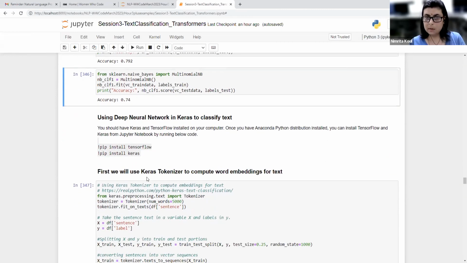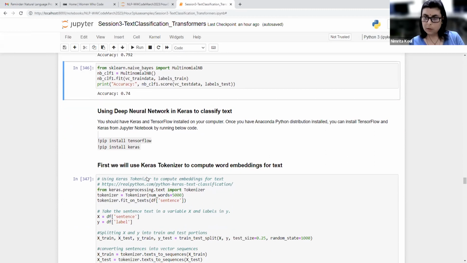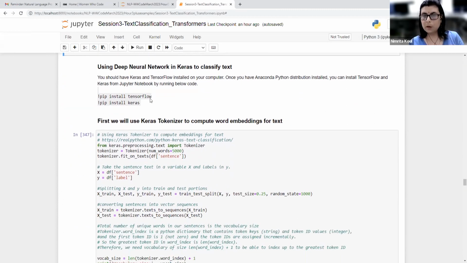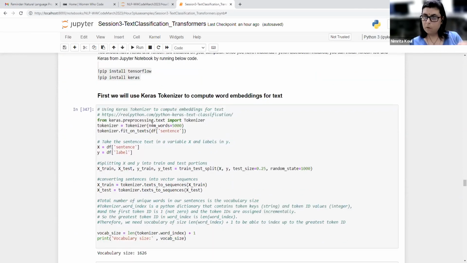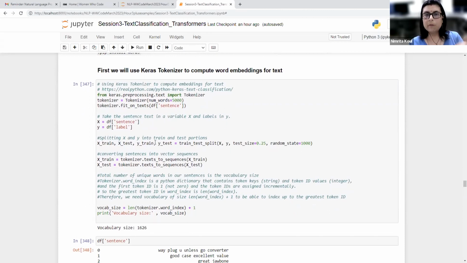For the same data set, now we are going to use a deep neural network from Keras to do the classification. For doing that, we should have TensorFlow installed and Keras installed, the Python frameworks which help you do deep learning, which help you to build deep learning models like simple feed-forward neural network or CNN or RNN. So we have already our data set. We will use the built-in tokenizer of Keras to convert it into numbers.